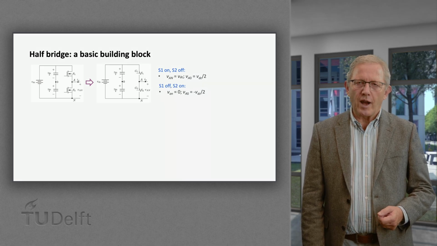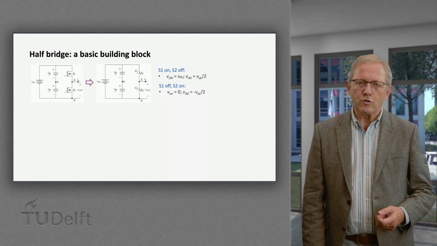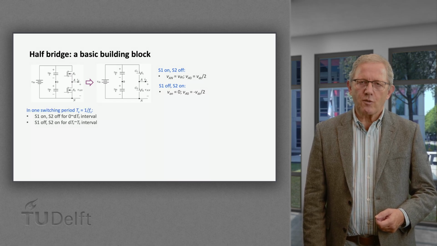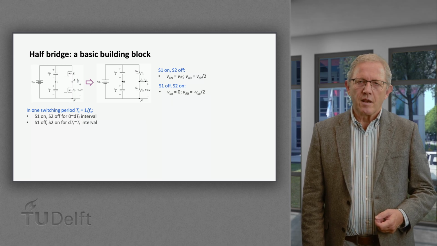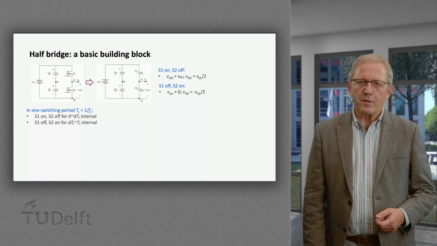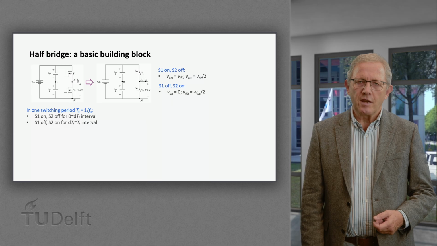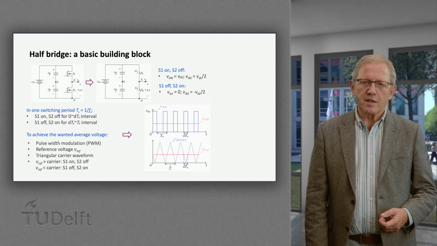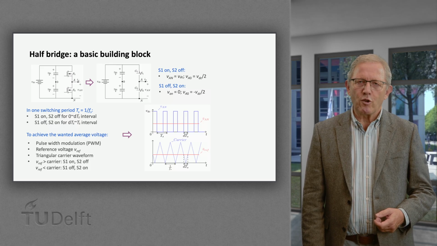If S1 is off while S2 is turned on, VAN will become 0, while VA0 would be minus VDC divided by 2. In one switching period Ts, if we let S1 be on for the time D times Ts, with D the duty cycle, and let S2 be on for the rest of the period, we would be able to obtain an average of D times VDC between A and N. By repeating this switching sequence, we realize the so-called pulse width modulation, PWM.